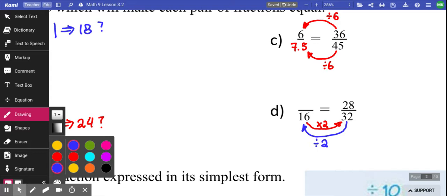That means you could ask yourself, what number times 2 would be 28? Or you could say, what happens when I take 28 and I divide it by 2? Either way, you should get an answer of 14. Again, that would work with multiplication. 14 times 2 does equal 28. As long as what you do to the bottom, you do to the top, you'll be good.